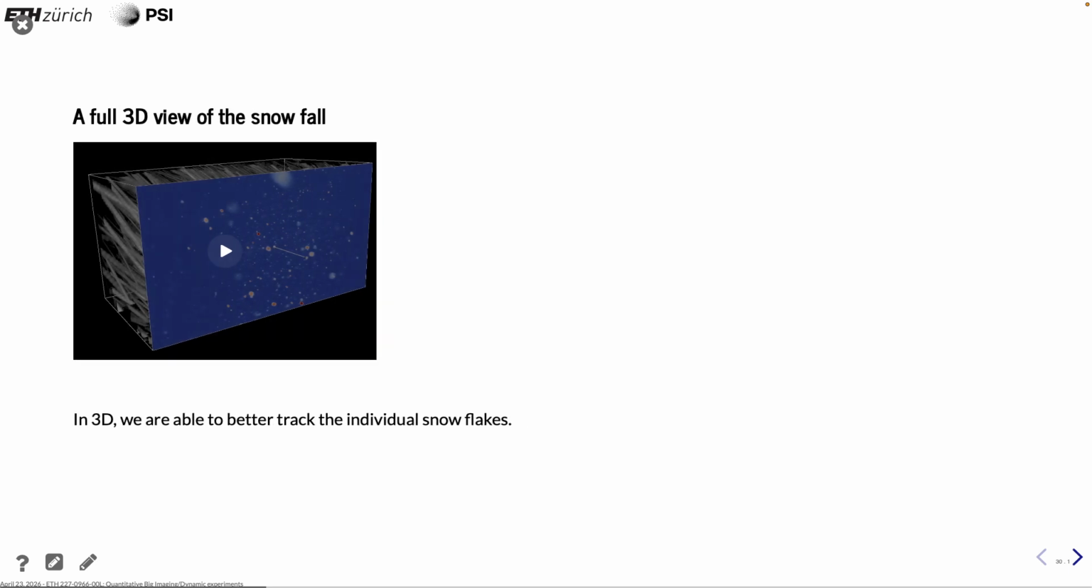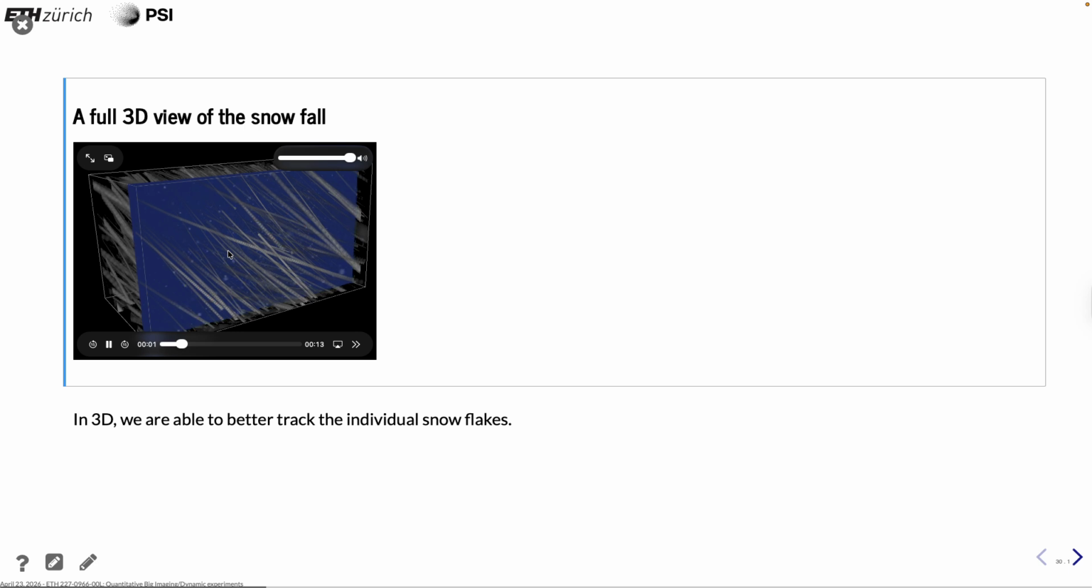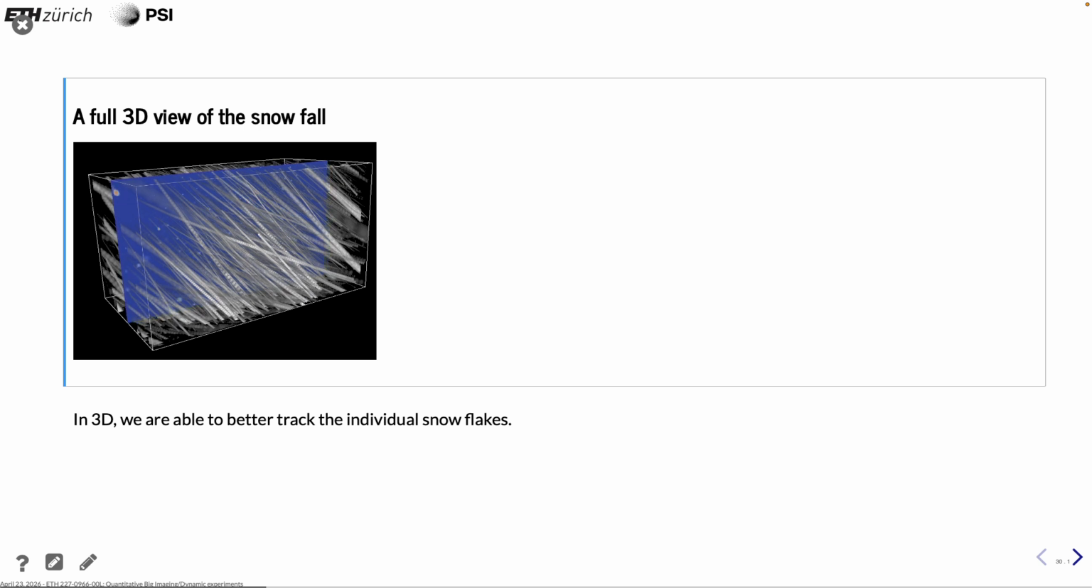We can also do a full 3D view of the whole snowfall. So instead of doing this maximum projection, now I will show the whole volume in principle as a movie. And you can see how these lines are lying in 3D space, and then you can get even more information about them. So this is a way how you can do the analysis of following the tracks of these.